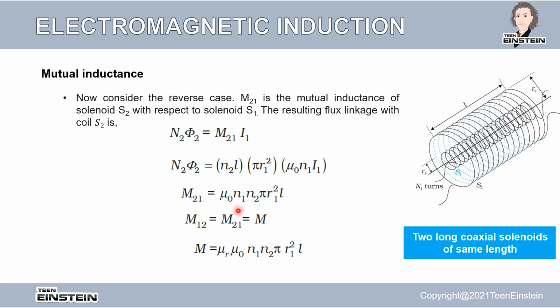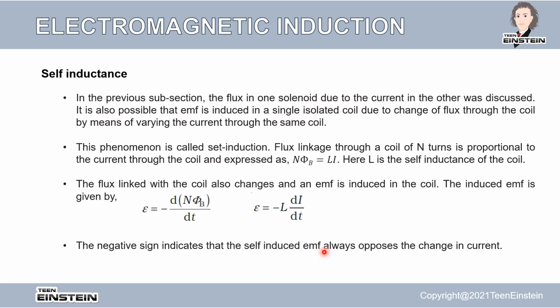In this case, what if there is no vacuum inside, if there is another material with mu r inside? Then instead of mu0, we have to put mu r mu0, and then again as usual n1 n2 pi r1 squared into L. So this is about mutual inductance.